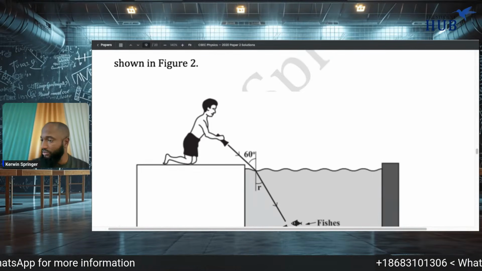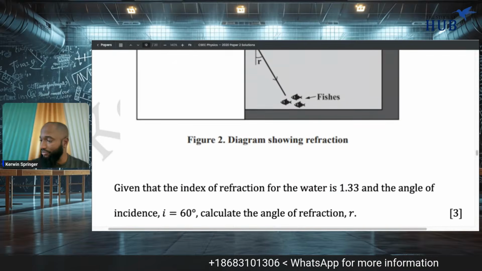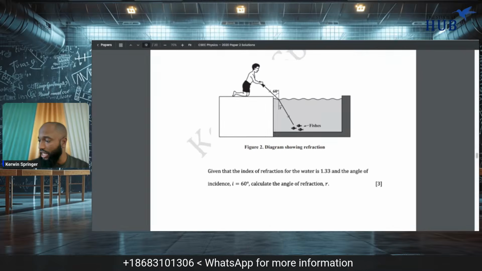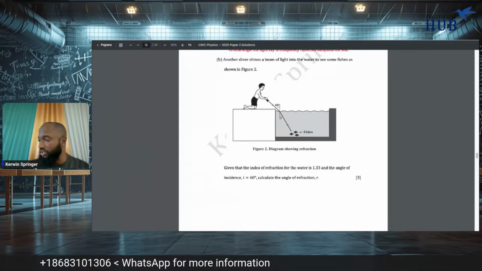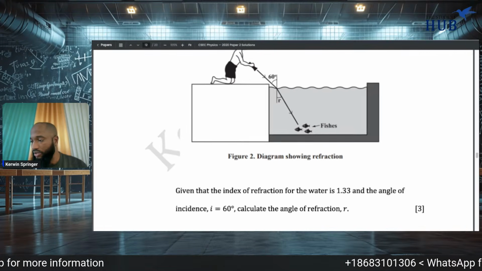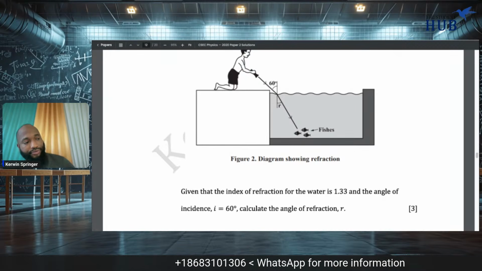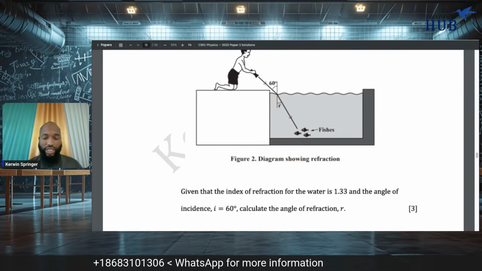And we need to work out R then. Calculate the angle R. Everybody go real fast. So this is one of the easier versions of this question. Calculate R. Let's go, chat.